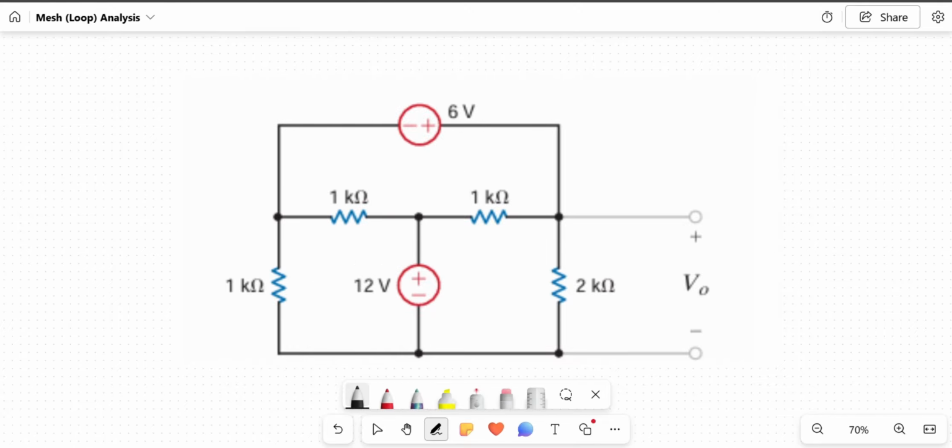Now that we have identified our meshes, 1, 2, 3, we can choose our current or loop directions. I want to choose this loop direction as going this way, this loop direction as going this way, and this loop direction as going this way. And these will be I1, I2, and I3.